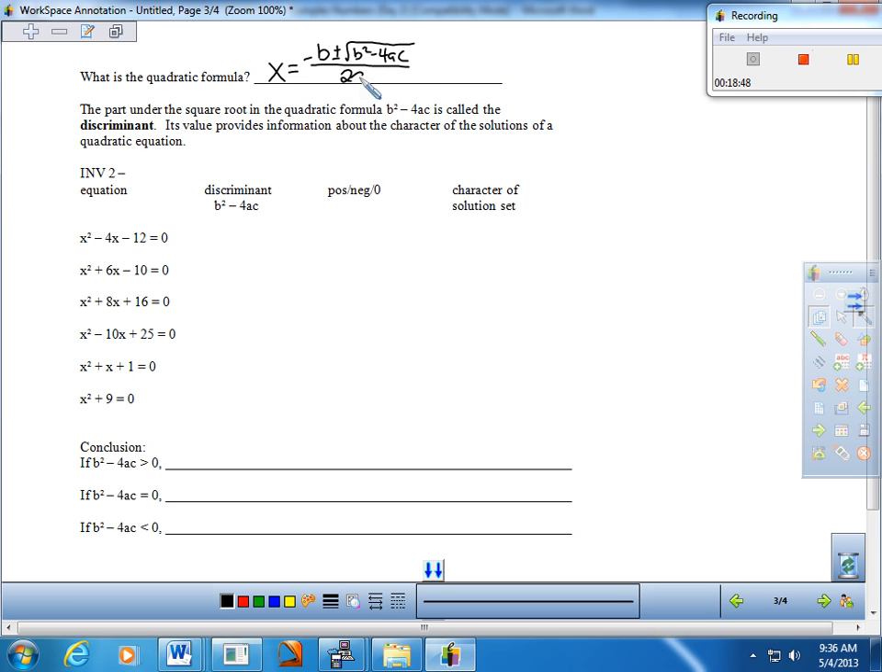Throw that over 2a, and we're in business. Now, that happens to be a particular part of the quadratic formula that has a name, and it has some bearing on working with these types of equations. So we're going to just investigate that piece.